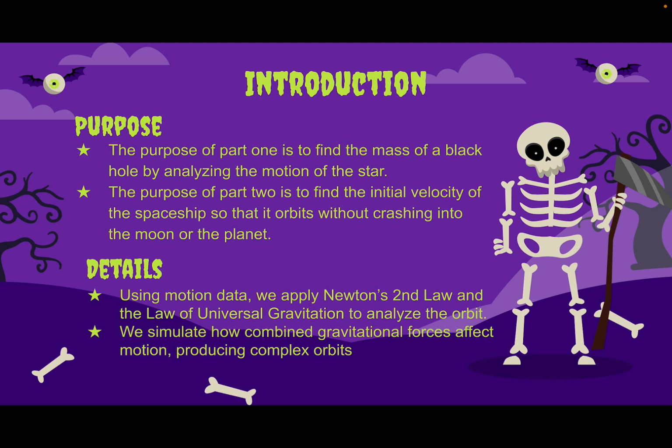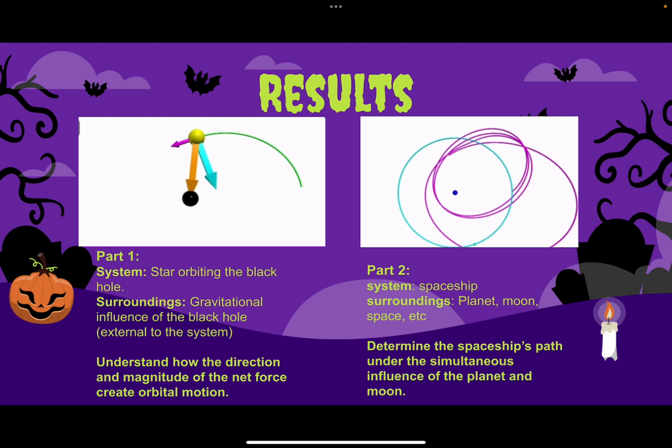And so some details are we used the motion data to apply Newton's second law and the law of universal gravitation in order to analyze the orbit. And through this, we simulated how combined gravitational forces can affect motion and produce complex orbits. So here are the results of the lab.